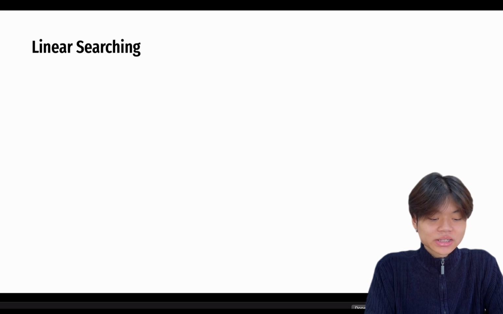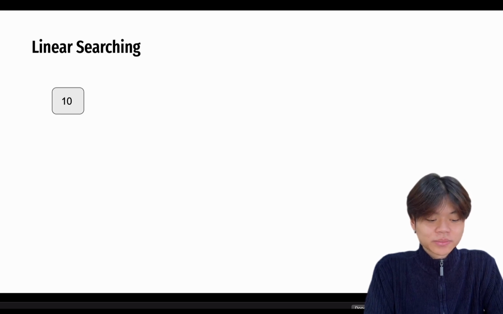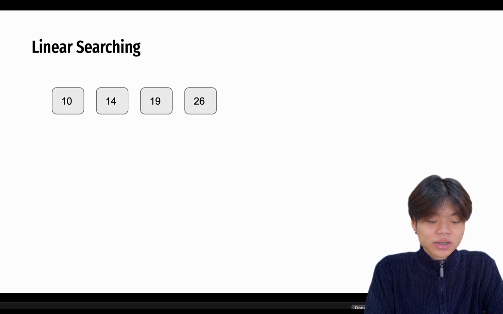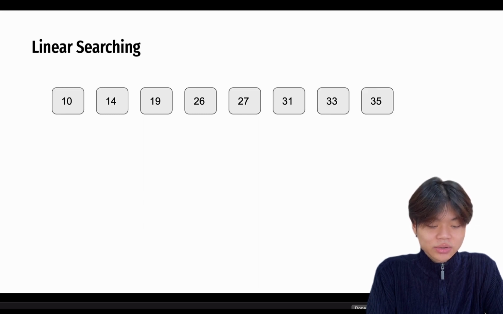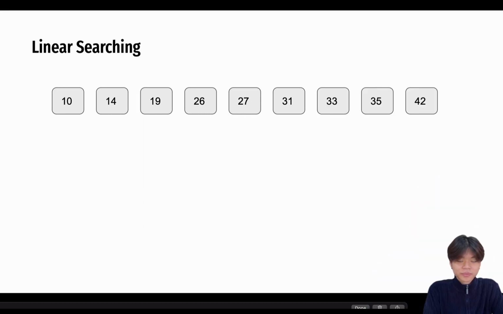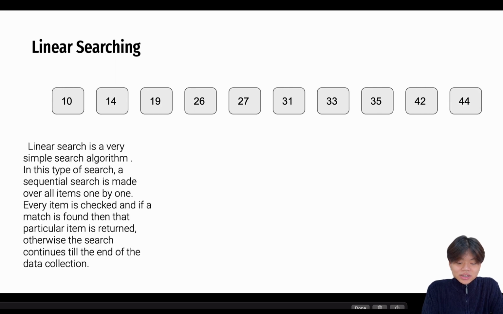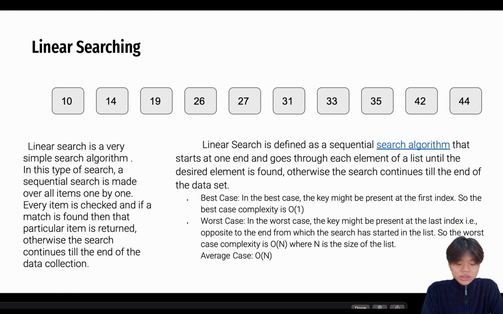Linear search is a simple search algorithm. Every item is checked, and if a match is found, then that particular item is returned. Otherwise, the search continues until the end of the data collection. It is a search algorithm that starts at one end and goes to each element of a list until the desired element is found.